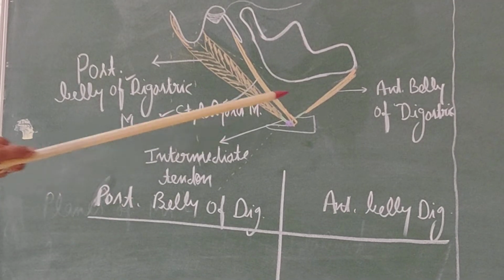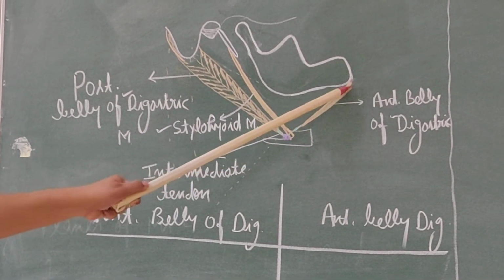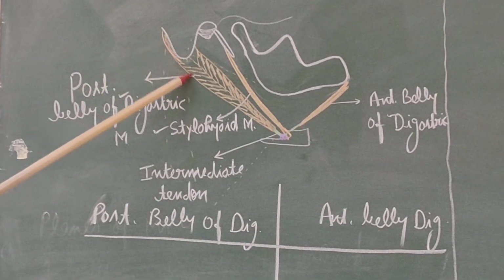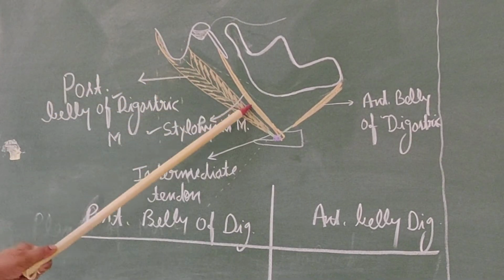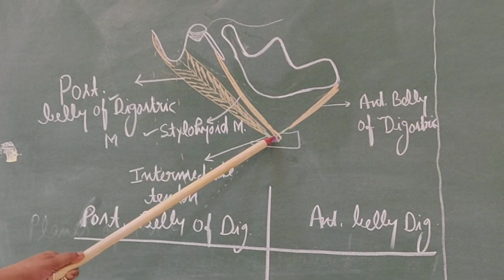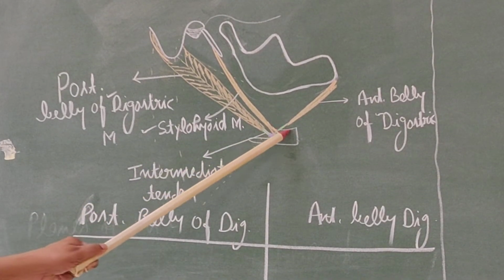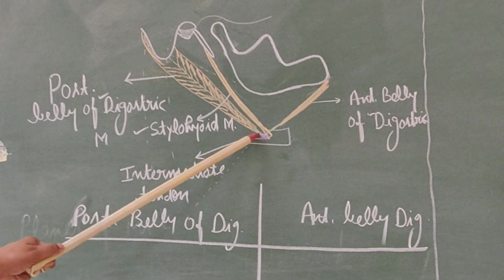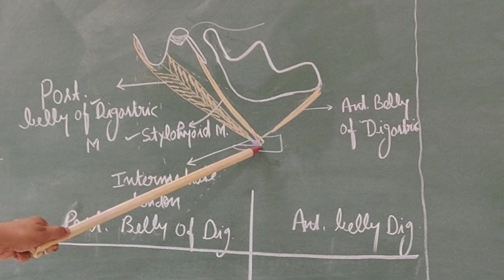The digastric muscle has two bellies. In front, it is the anterior belly of the digastric. Behind, it is the posterior belly of the digastric muscle. Both are inserted by the intermediate tendon on the junction of the body and the greater cornu of the hyoid bone. Means by the intermediate tendon, both bellies are inserted at the hyoid bone.